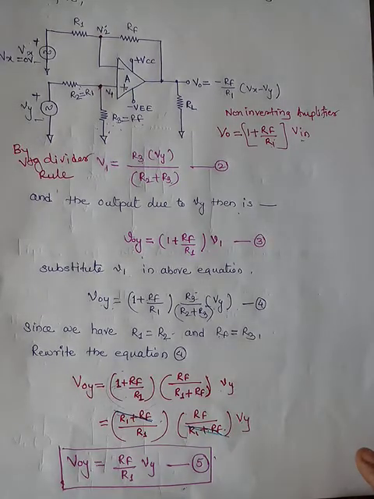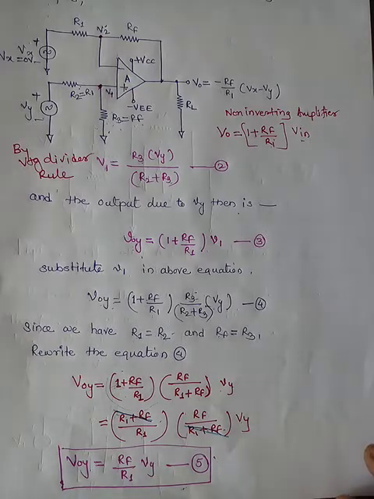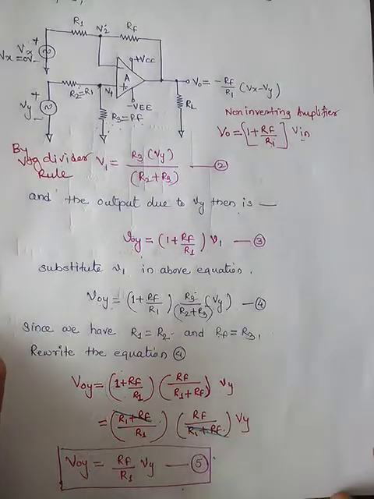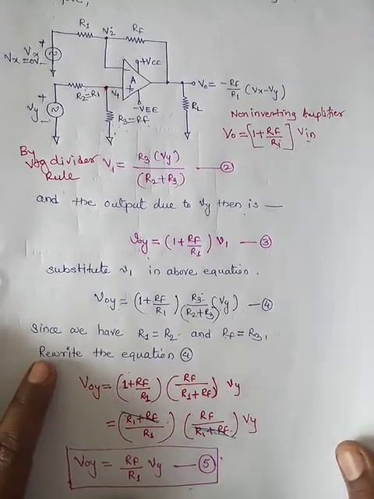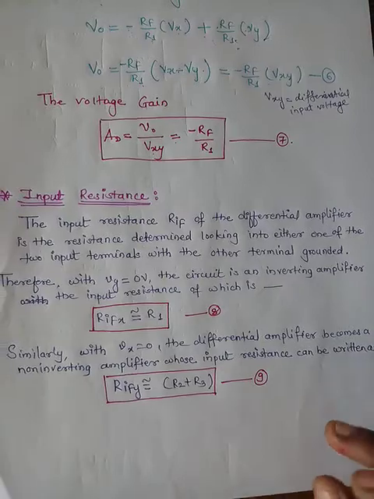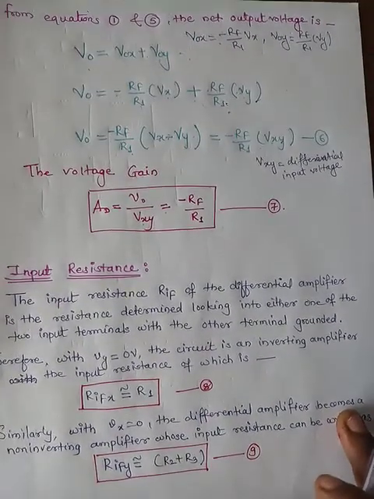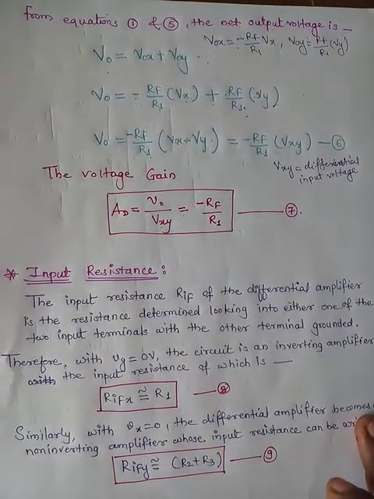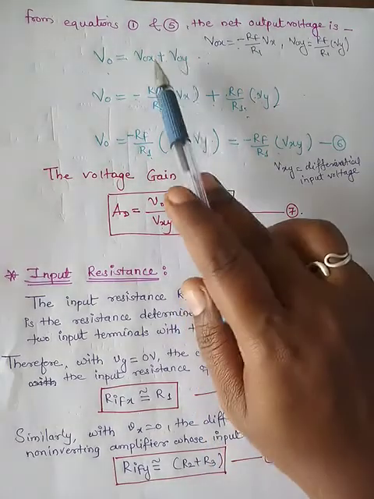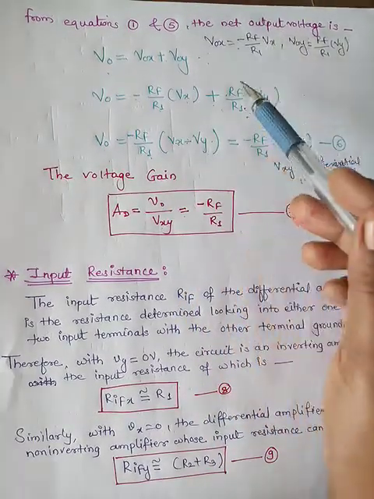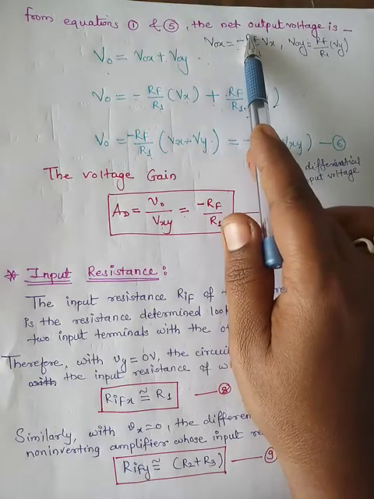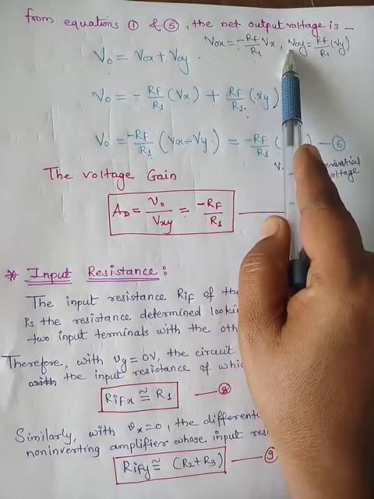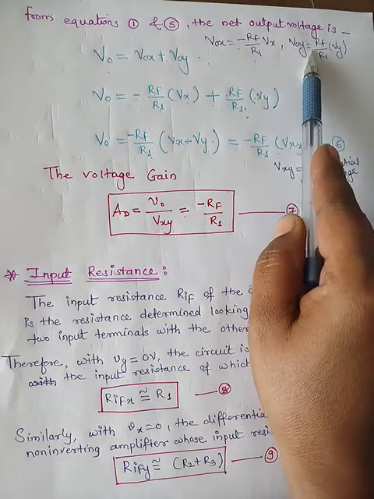Now we have two equations. The first equation is for the output voltage because of V of X, equation number 1, and the other equation for V of Y, equation number 5, is Rf by R1 into V of Y. Now we have to go for the superposition theorem. By the superposition theorem, we now write the output voltage equation. From equations 1 and 5, the net output voltage is: equation 1 gives V0X equal to minus Rf by R1 into Vx, and equation 5 gives V0Y equal to Rf by R1 into Vy.